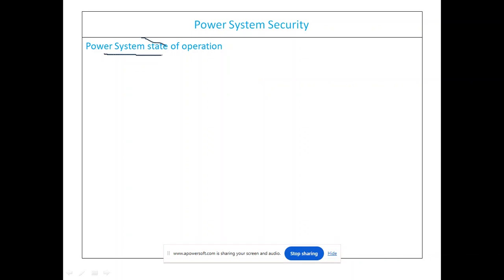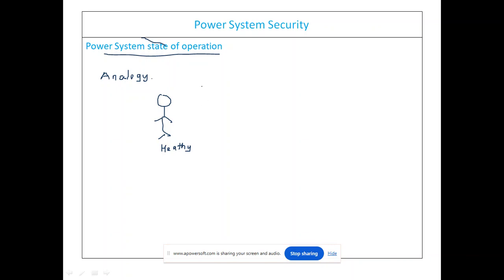Different states of operation of the power system. Now before this, let us understand with an analogy to understand the state of operation. So I will take a human being. Now, as a human being, I say that he is very healthy, he is normal, he is in very healthy condition, in a very healthy state of operation.